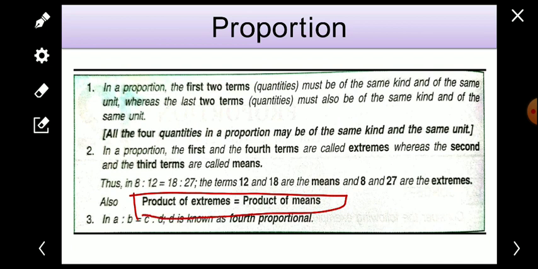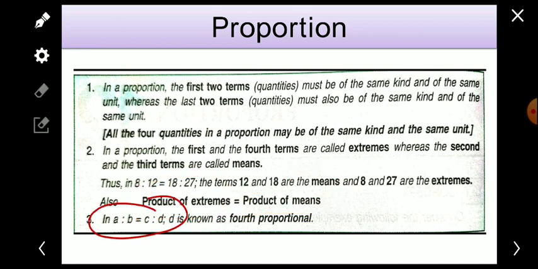terms, is equal to the product of means terms. If the ratios are in proportion, if they form the proportion, then the product of extremes must be equal to the product of means. Suppose that this is the proportion A is to B is equal to C is to D.